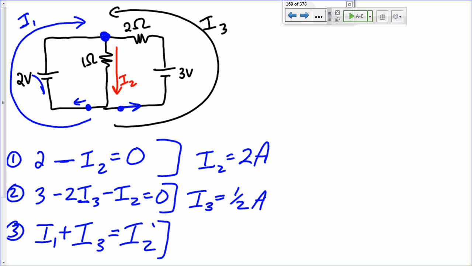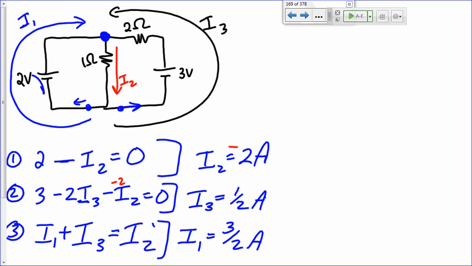And then I can solve here for I1, which is going to be I2 minus I3, which is going to be 3/2 amps. In this case, they all came out positive. If any one of them came out negative, so for example, let's say that this came out negative, then when you plugged it in over here, you'd plug it in as -2. We did some examples like that, but I just want to make sure that's clear.